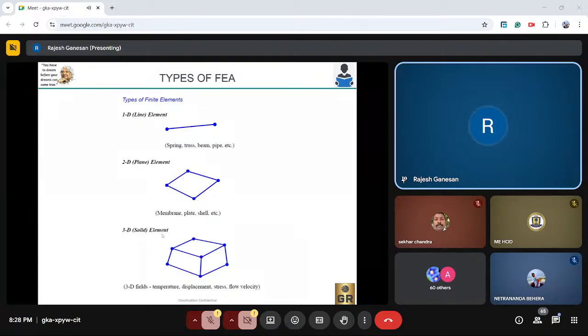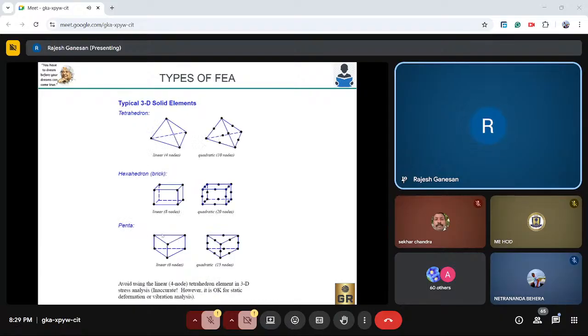In finite element methods, we have different types of elements like 1D elements, 2D elements, and 3D elements. 1D elements are things like springs, truss, beams, pipes, etc. 2D means membrane, normal plate, shell, these kinds of things. The next one is the 3D solid element, which handles all 3D fields like temperature, displacement, stress, flow, velocity, etc.